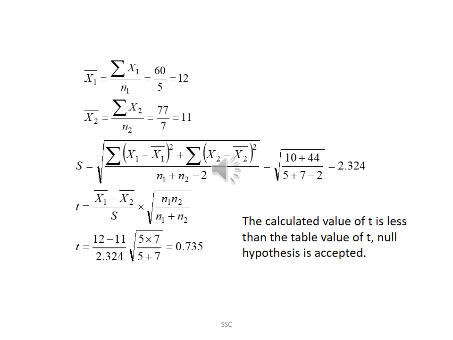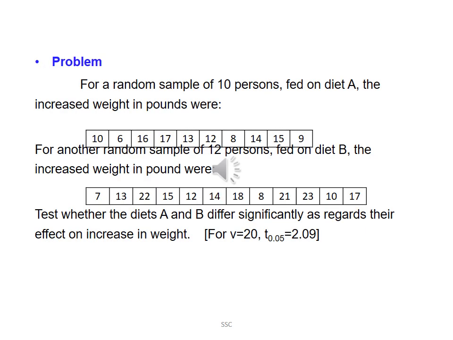We just substitute these values in our test statistic t value. Finally, we got 0.735. Comparing the calculated and table value, the calculated value of t-test is less than the table value, so the null hypothesis is accepted, which is the inference of this problem. This problem is also given in this slide.